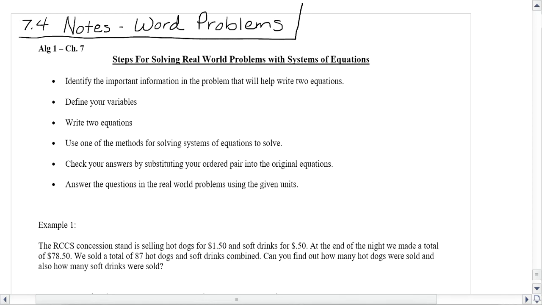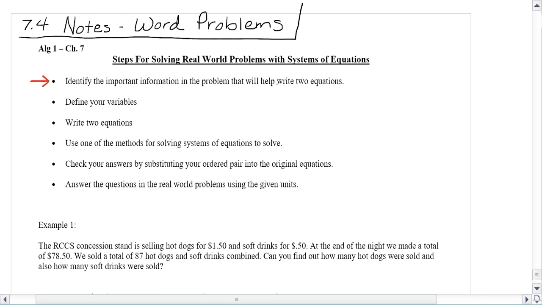This video is for Algebra 1, Chapter 7. It's the second notes for Section 4, and these notes are for working the word problems. All right, these notes start with a list of bullet points, and I really do want you to follow these steps. First thing, when you read a word problem, identify important information in it that is going to help us write the two equations. You can do that, if it's a worksheet, by underlining or highlighting the important info.